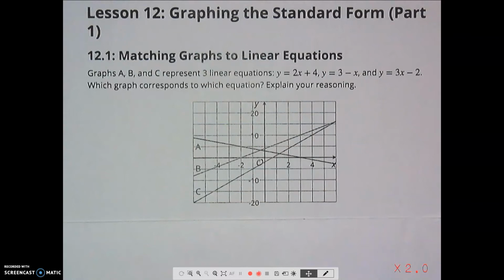Today we're going to be talking about graphing the standard form. So this is the first part of that. And so for our warm-up today, we're going to look at matching graphs to linear equations. So if we look at graphs A, B, and C, they represent three linear equations.